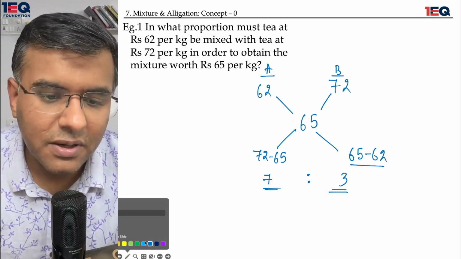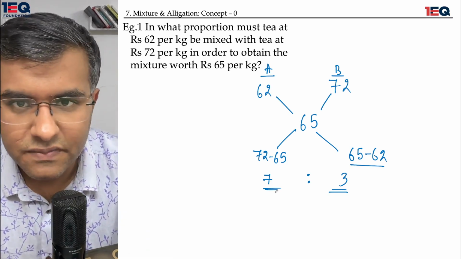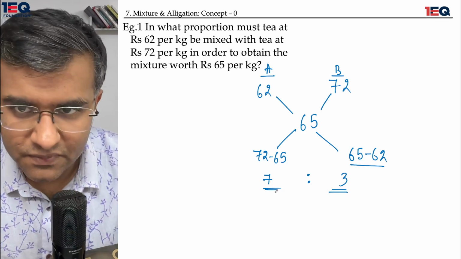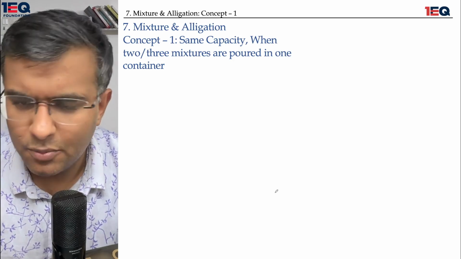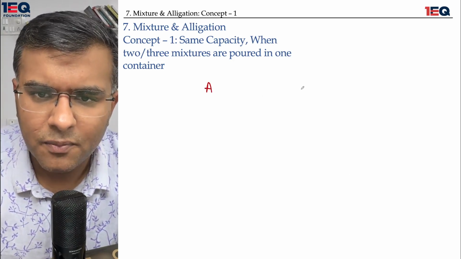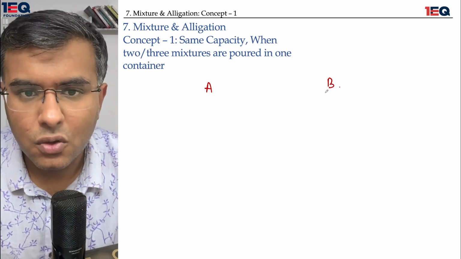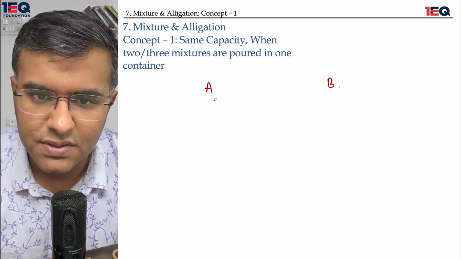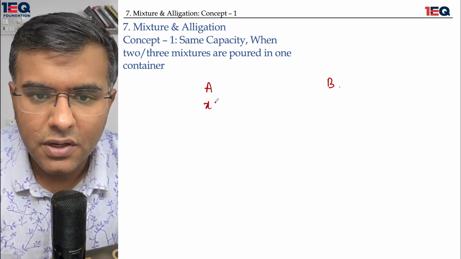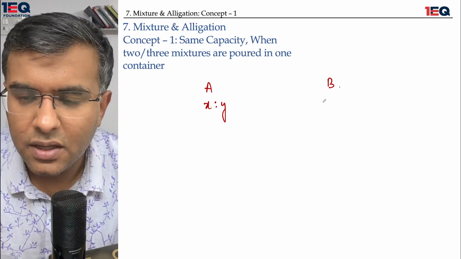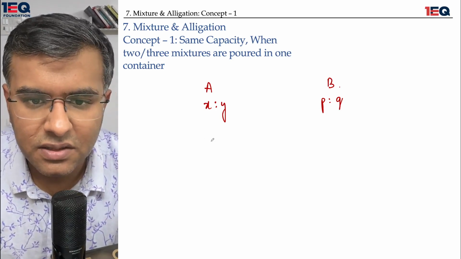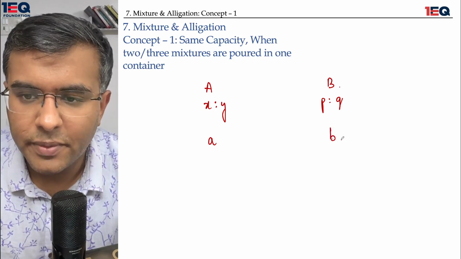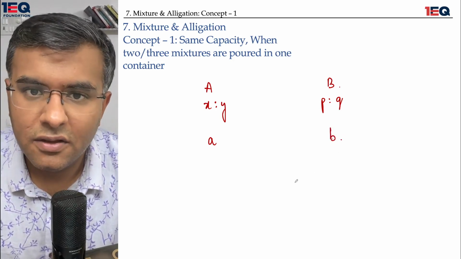The questions are considerably going to be shorter as compared to all the things which we learned in the past. So try to keep up with me. Similar question, we have the same capacities which are coming in and being poured out. Let's assume that A and B were two different quantities or two different mixtures. The ratio in A was x is to y, and the ratio in B was p is to q. When both of them are mixed, let's assume they are mixed in the ratio of small a is to small b, and a mixture is finally formed.